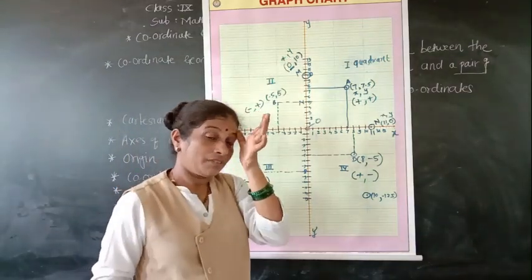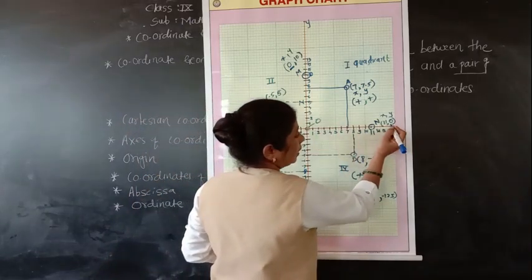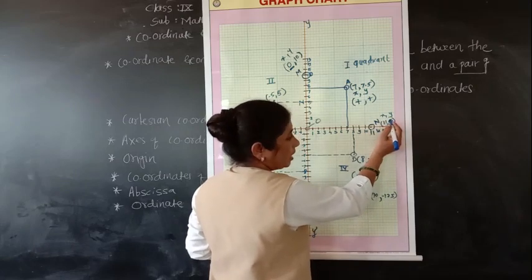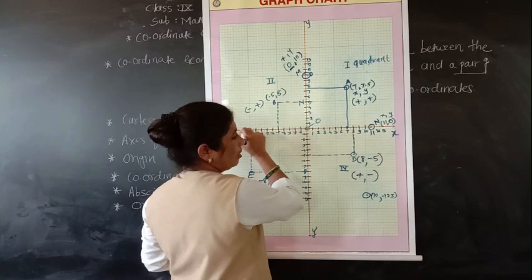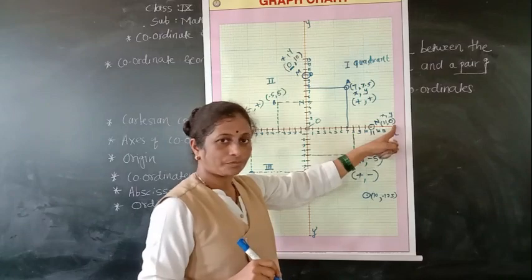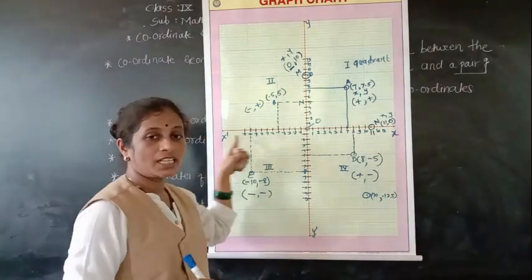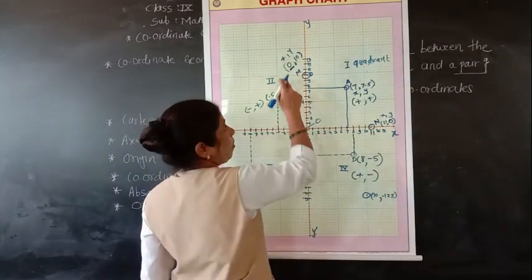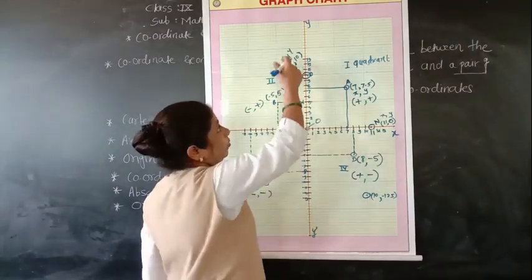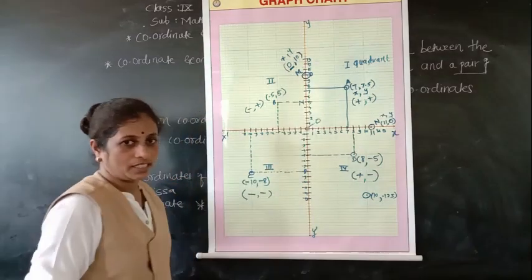So from this we observe, or we can say, what? When the y point is 0 and the x point is any number, then that point lies on which axis? X axis. When the y ordinate is 0, that point lies on the x axis. And when the x point is 0 and the y point is any number, positive or negative, then that point N lies on which axis? Y axis. Understood?